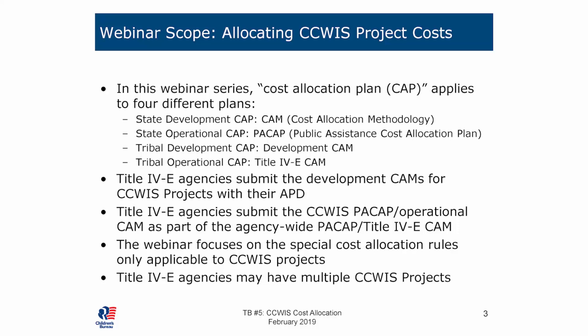We note that you may have more than one CCWIS project. If, for example, your agency uses a transitional CCWIS while a new CCWIS is under development, the agency will need to create cost allocation plans for both systems. So the steps we will go over in these 2 webinars will need to be repeated for each CCWIS project. Next slide, please.